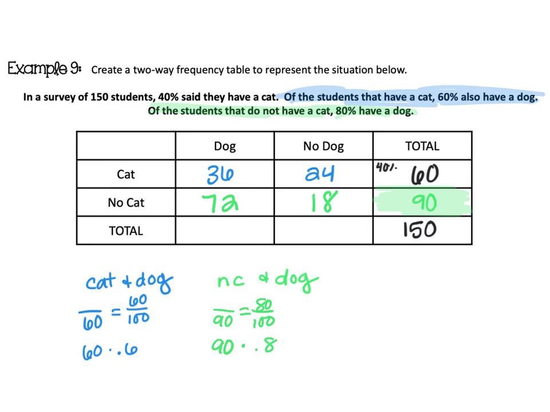And to finish up the marginal frequencies, I'm just going to add these numbers. So 36 plus 72 is 108. 24 plus 18 is 42. And if I want to check my work, I can just add 108 plus 42 has to equal 150. So that's a way that we can use percents to fill in the two-way table. So that's all I have for you on the overview of data and statistics, but we will look a little bit more closely at box plots and two-way tables.